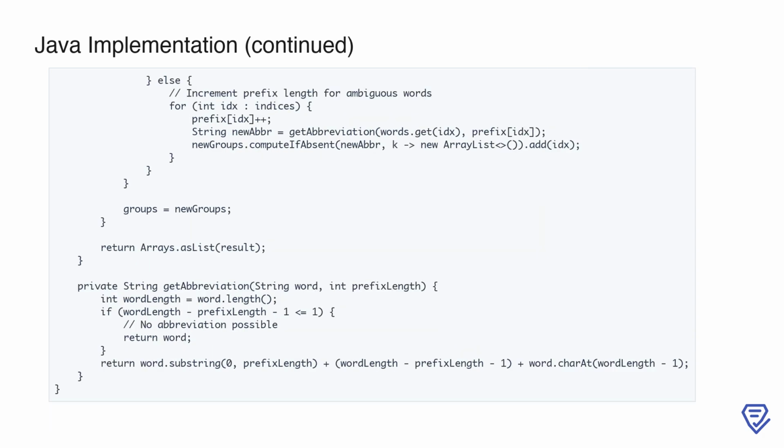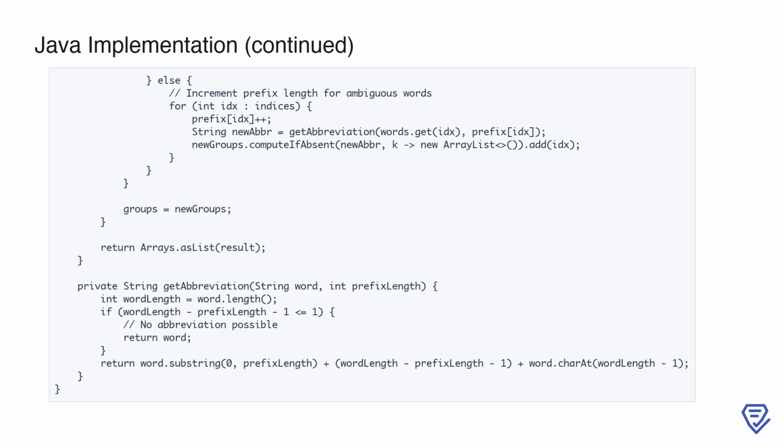Now, we handle the groups of words with ambiguous abbreviations. If a group contains only one word, its abbreviation is unique, so we store it directly in the result array. For groups with multiple words, we increment the prefix length for each word in the group and compute a new abbreviation using the updated prefix length. These new abbreviations are then added to a new set of groups, which will be processed in the next iteration. This process repeats until all groups are resolved, and each word has a unique abbreviation.